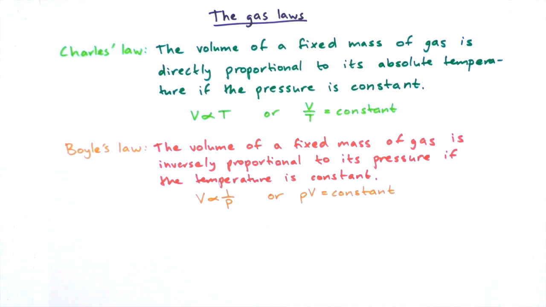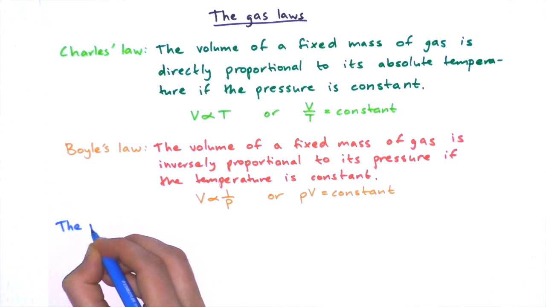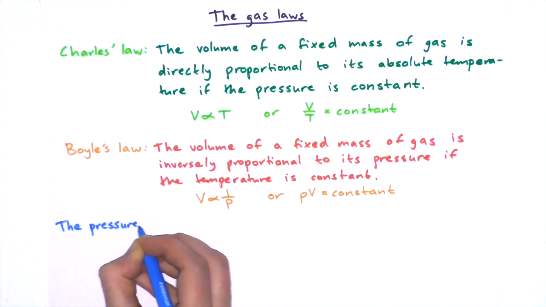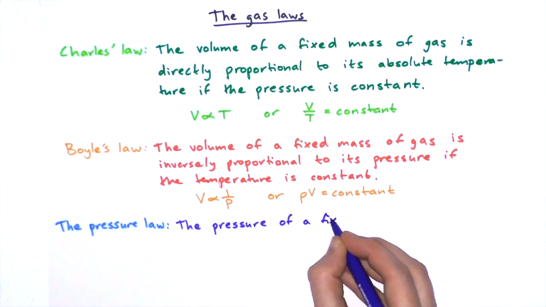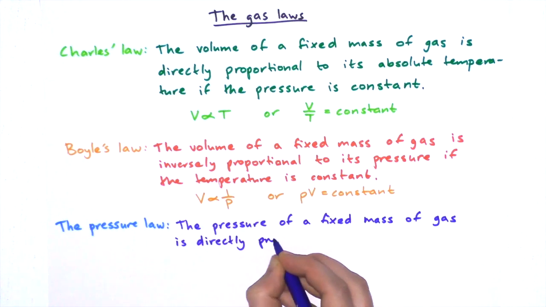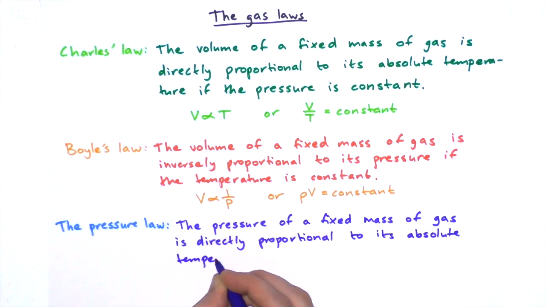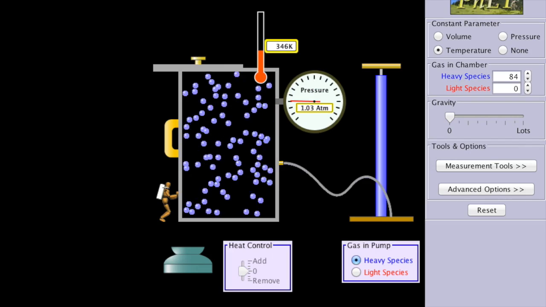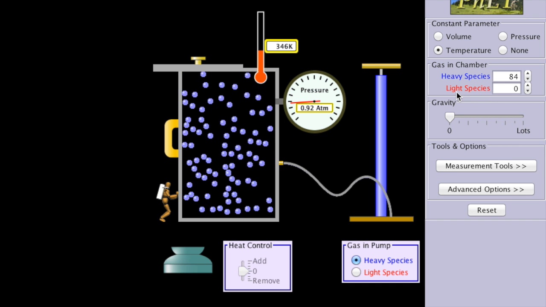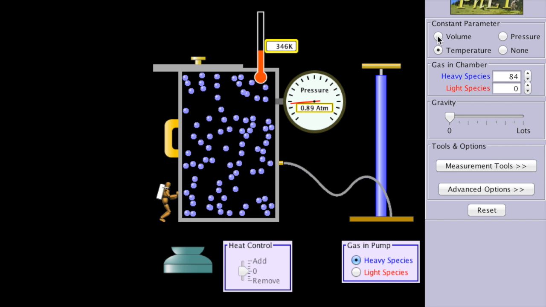Right, the third and last gas law that we're going to talk about is the pressure law. So this one doesn't actually have a name after anyone, but it's just called the pressure law. And it was discovered in around 1700. And it states that the pressure of a fixed mass of gas is directly proportional to its absolute temperature if its volume is constant. So now we're going to set this third parameter to constant, which is the volume.